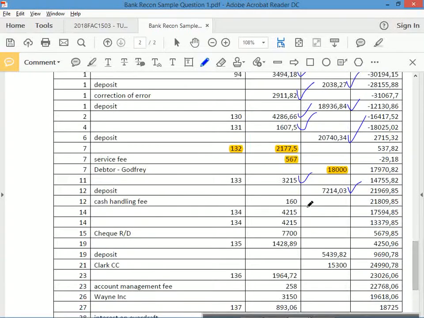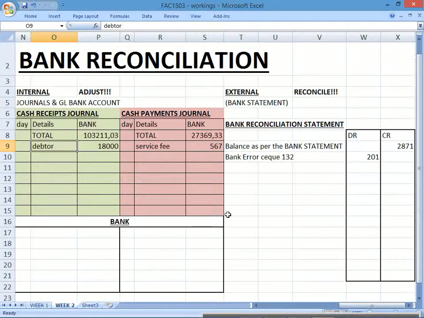Okay, can I tick the 160? No, it's another bank charge. I would highlight it. Right, so 160, whose books are correct? The bank. Just reconcile? Adjust. That's how you do it. Okay, so handling fee.